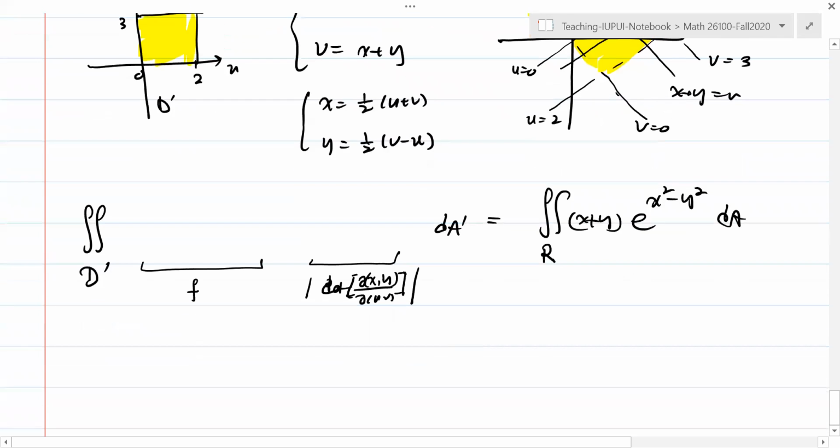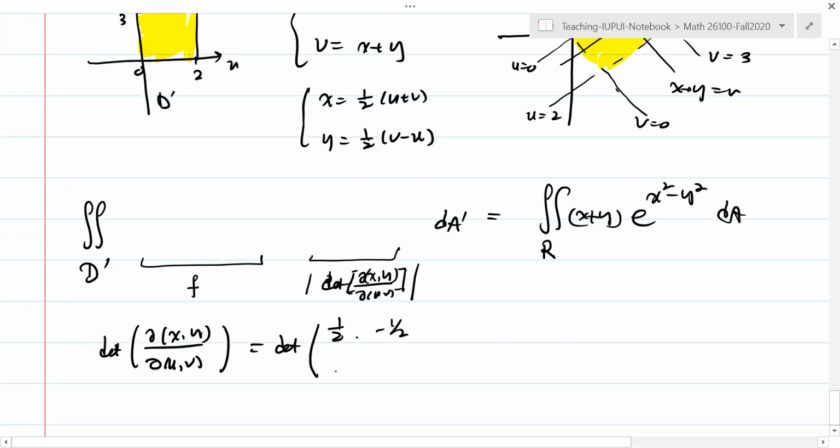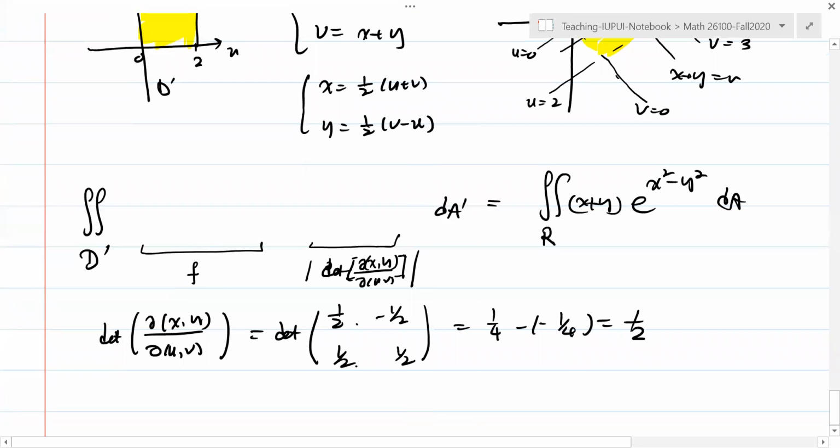Right, so let's do the calculation. The determinant of this matrix: the partial derivative of x with respect to u is 1/2. The partial derivative of y with respect to u is negative 1/2. The partial derivative of x with respect to v is 1/2. The partial derivative of y with respect to v is going to be half. So it's going to be 1/4 minus negative 1/4. So it's going to be 1/2. It's a good number.